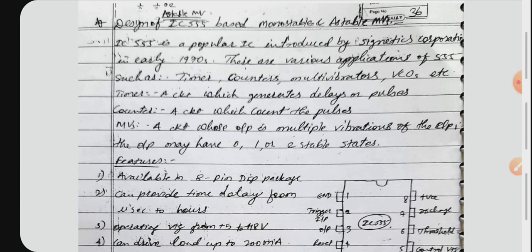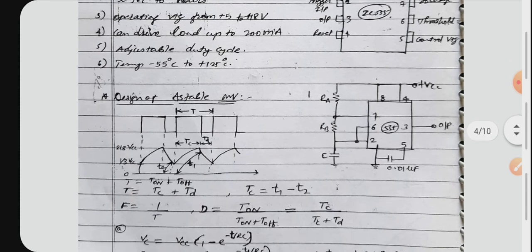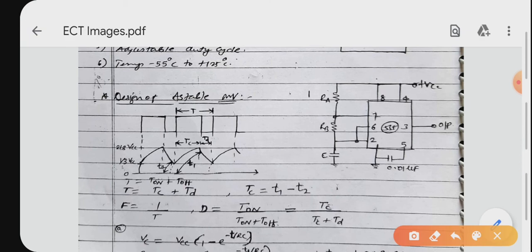Okay, so there are various features of IC555, like it is available in 8-pin DIP package. It can provide delays from microseconds to many hours, then operating voltage from 5 volt to 18 volt. It can drive the load up to 200 milliampere. The duty cycle is adjustable, and temperature range of IC555 is from -55 degrees Celsius to plus 125 degrees Celsius.